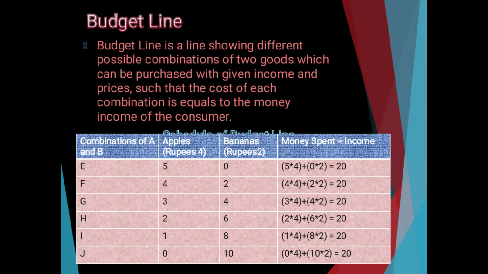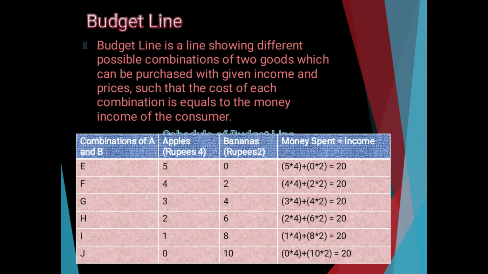So if we are having 5 apples, the price of an apple is 4 rupees, so 5 into 4, plus 0 bananas, the price of a banana being 2 rupees, 0 into 2, equals 20 rupees. So we spend 20 rupees on combination E. Next is 4 apples, and the price of an apple is 4: 4 into 4 is 16, plus 2 bananas at 2 rupees per unit, 2 into 2 is 4, and 16 plus 4 equals again 20.